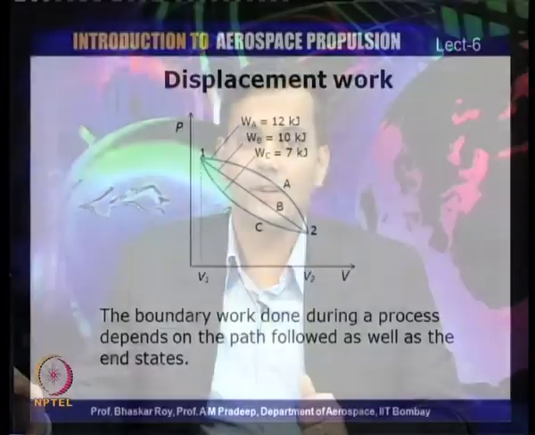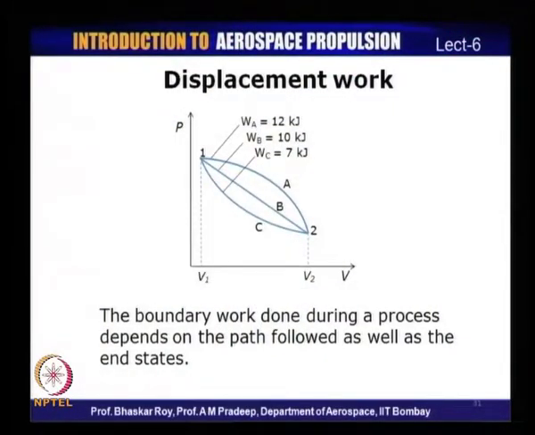Now, displacement work, as I mentioned, because work is a path function, depends upon the path taken by the process and not just the end state. It depends on the end states, but also it depends upon the path taken during the process. Therefore, if you were to look at states 1 and 2, there are an infinite number of possibilities of carrying out a process between states 1 and 2. The properties at states 1 and 2 remain unchanged, but you could do the process in different ways, and depending upon how you do the process, the work done during the process will change.